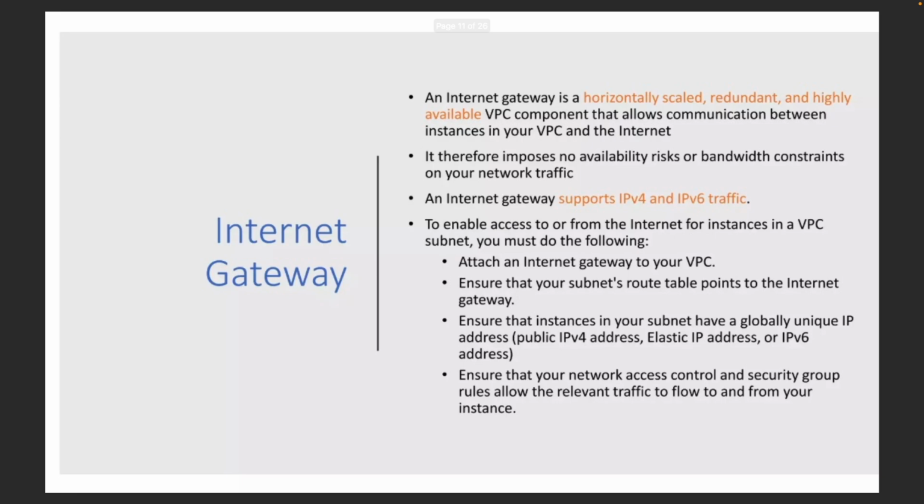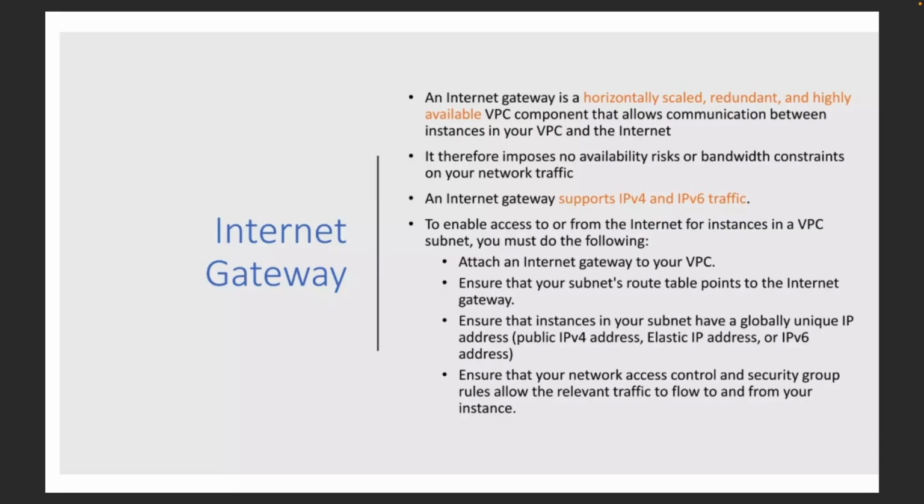Next, we're going to take a look at internet gateways. It's pretty much just a horizontally scaled, redundant, and highly available VPC component that allows communication between instances in your VPC and the internet. So this means it's very powerful. It's built for reliability and performance, and it would not create any bottlenecks. It poses no availability risks or bandwidth constraints on your network traffic, so you don't have to worry about it failing or slowing down your applications. An internet gateway supports both IPv6 and IPv4 traffic, making it future-proof for modern network needs.